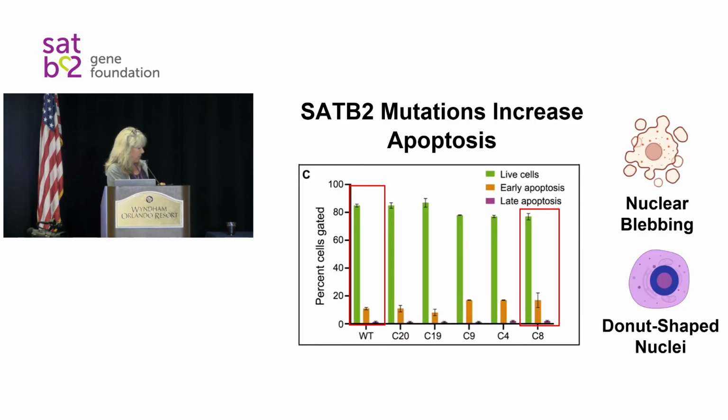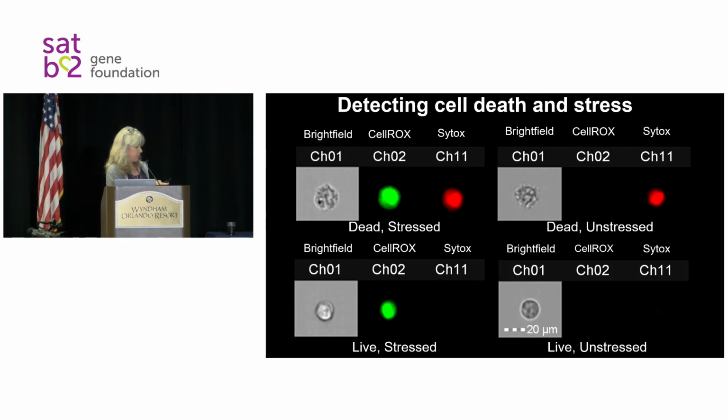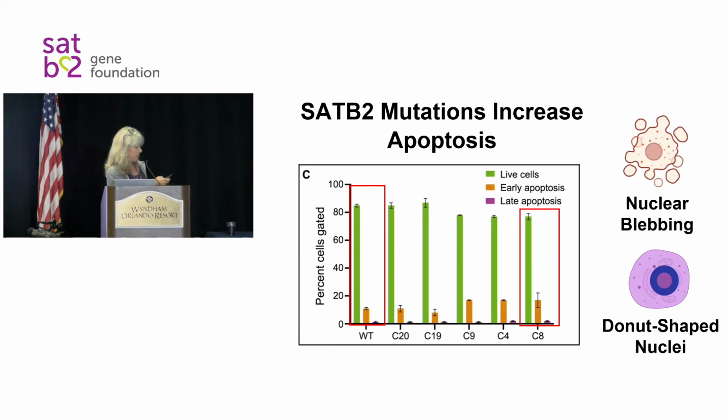mechanism. So what you're seeing here is the green bar is quantifying the number of live cells in a population, and the orange and magenta are quantifying cells that are either dead or dying. And this C8 is our mutant cell line, and you can see that there is an increased amount of apoptosis, although I will say that we know that apoptosis in itself is not the only mechanism that's causing these to have reduced proliferation. But what we think, so this is getting back to some of these weird nuclear shapes that we see with these cells that have SATB2 mutations.